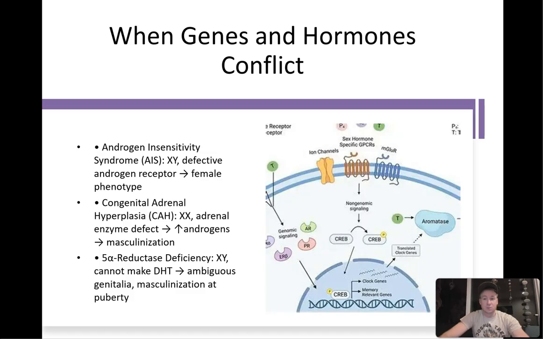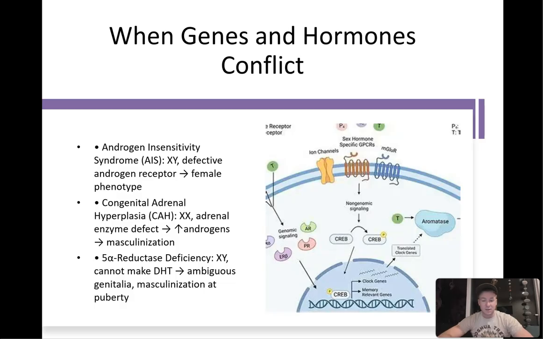So, when genes and hormones conflict. What happens when these genetic or hormonal pathways don't align? Conditions known as disorders of sexual development, or DSDs, arise when there is a mismatch between chromosomal, gonadal, and phenotypic sex. For example, in androgen insensitivity syndrome, AIS, individuals have XY chromosomes and produce testosterone normally, but their cells lack functioning androgen receptors. As a result, their bodies can't respond to testosterone or DHT, and they develop a female external appearance despite being genetically male.